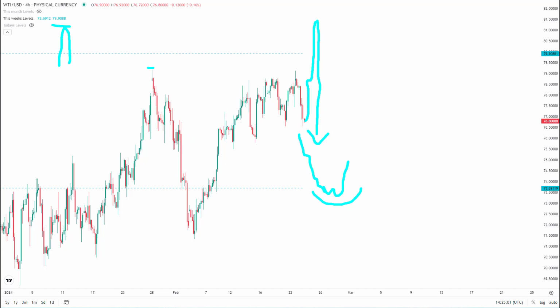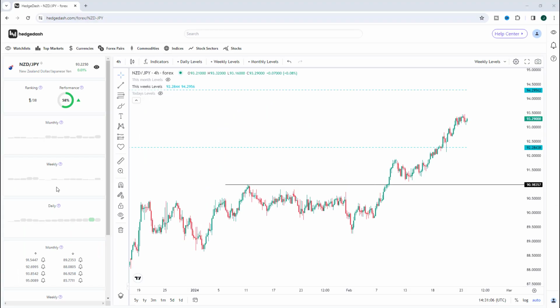But we cover it every week, so even when it's not setting up fantastically, we're still going to look at it in the weekly Forex Forecast video. Okay, so let's look at the markets themselves, starting with New Zealand yen.